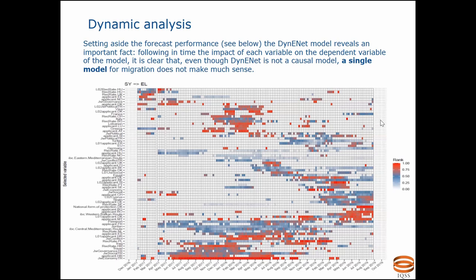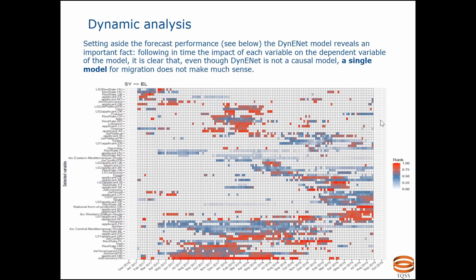So what you see here are which variables have been taken into account by the model, which variables have been selected, and also their relative weight. If you see a red dot here, it means that this is highly important as a predictor for this particular week. If it is white, it means that this variable is being discarded by the model. Otherwise, you have some kind of medium importance.